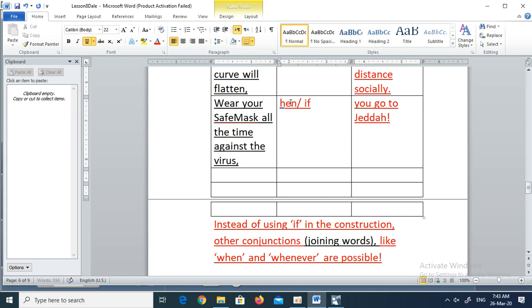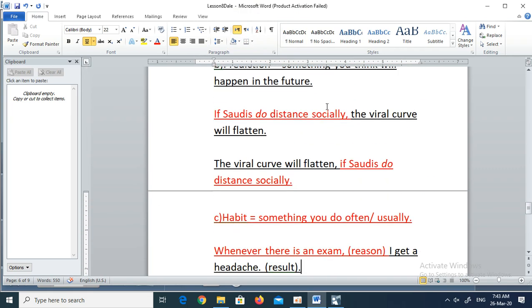You can put the main clause, the result clause, first, and you can put the reason clause second, starting with the conjunction when or if. It doesn't matter which way you say it.